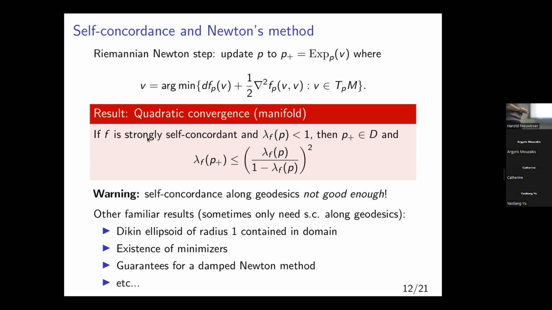You can also prove other familiar results, and sometimes you really only need this uuu version of the self-concordance, the self-concordance along geodesics. For instance, you can show that ellipsoids of radius 1 are contained in your domain. You can show that minimizers exist. You can do some damped Newton method thing, etc. So in essence, of this part of the paper, I would say our main contribution is writing down the right definition.